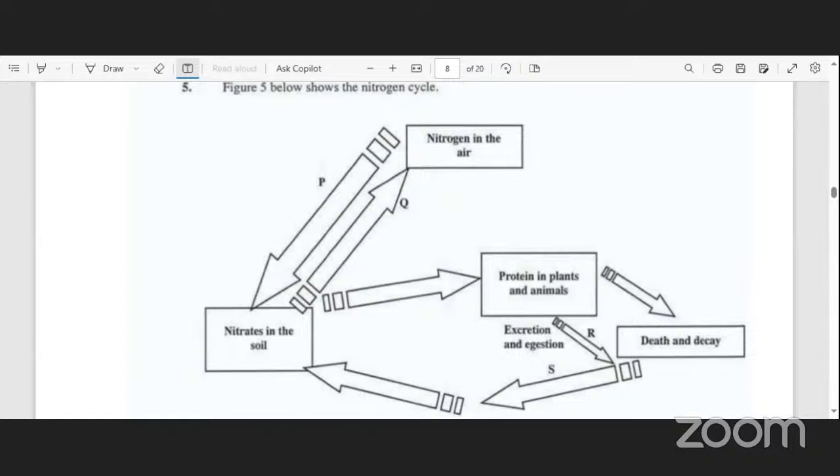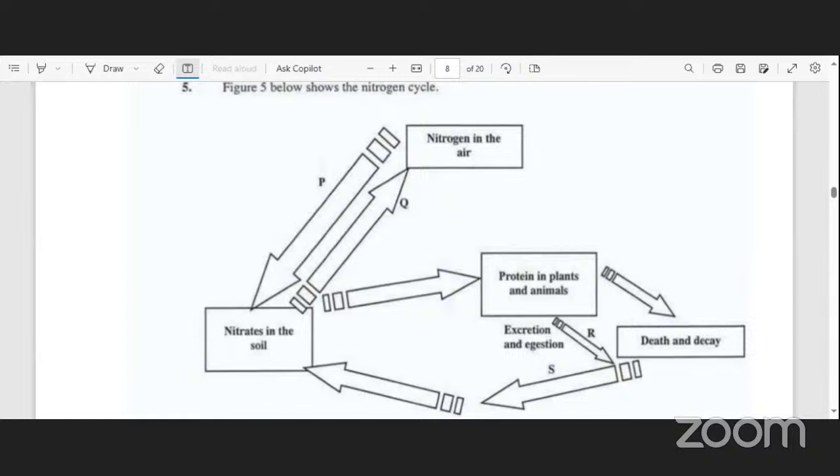We don't remember the nitrogen cycle, nitrogen fixation. So at P, we have nitrogen fixation. Remember, nitrogen in its gaseous state is of no use to us or any other organism. So it needs to be converted to nitrates, or ammonia, before it is considered useful. So nitrogen fixation at P.